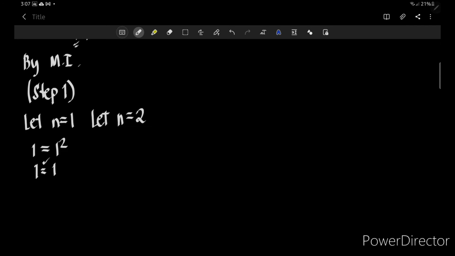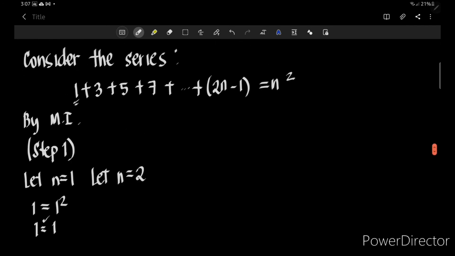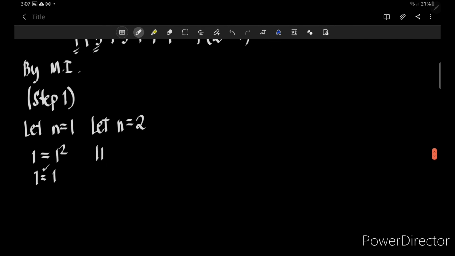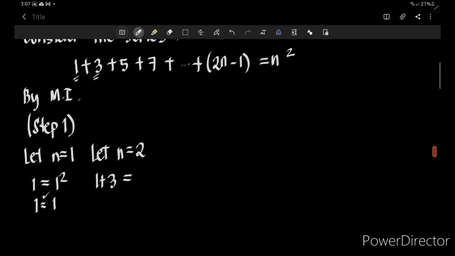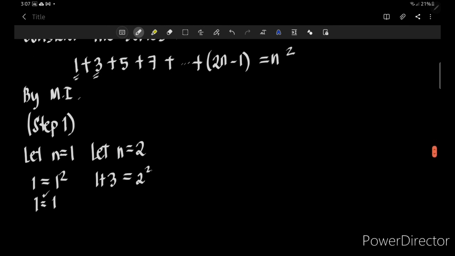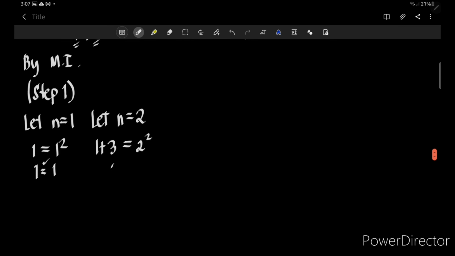Okay. Let n is equal to 2. So we have two terms, 1 and 3. So 1 plus 3 sa left side. Sa right side, we have 2 squared. Okay? Since n is equal to 2, we have 2 squared. 1 plus 3 is 4. 2 raised to 2 is also 4. So they are equal to each other.